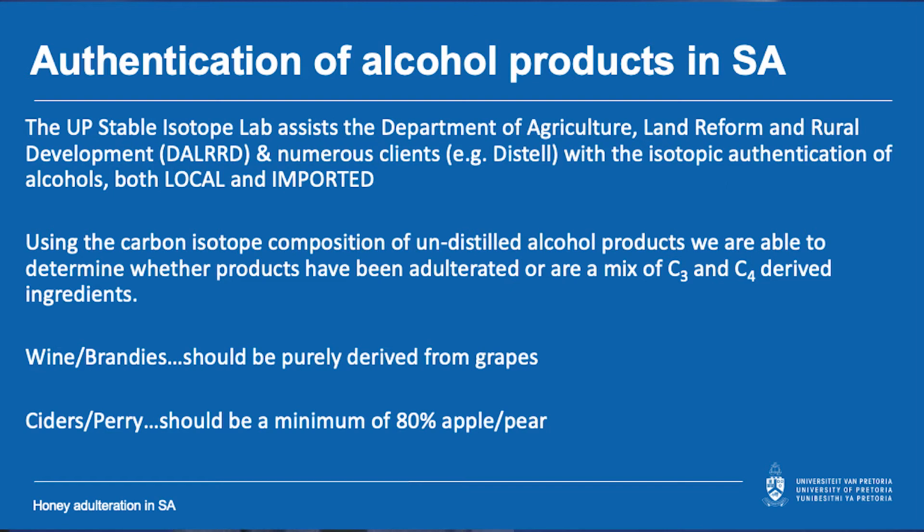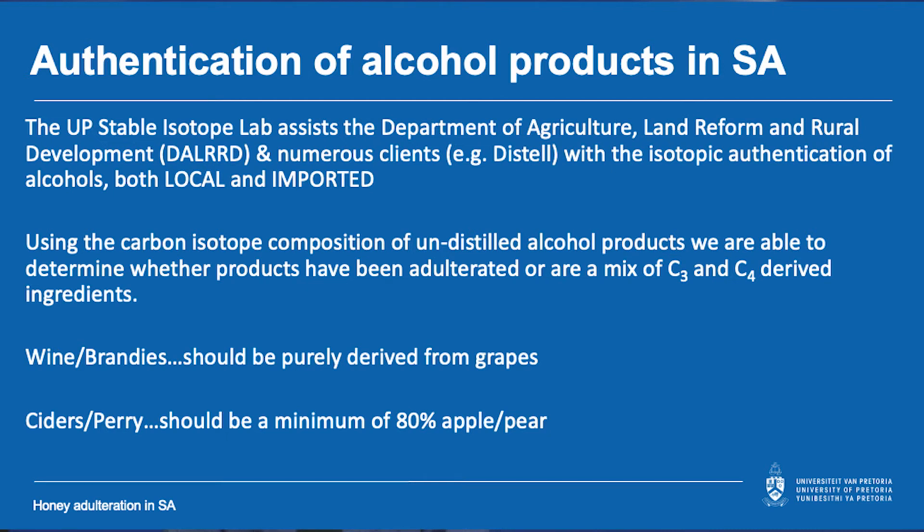The Stable Isotope Lab has worked with the Department of Agriculture and a number of other external clients doing isotopic authentication of alcohols. And we've worked for the last 15 odd years with these clients using carbon isotope analysis to determine whether products are adulterated or not, or comply with certain regulations. So we use the undistilled products, and we measure their carbon isotope composition using the mass spectrometer, and we can determine whether the product is pure or a mix of C3 and C4 derived ingredients.